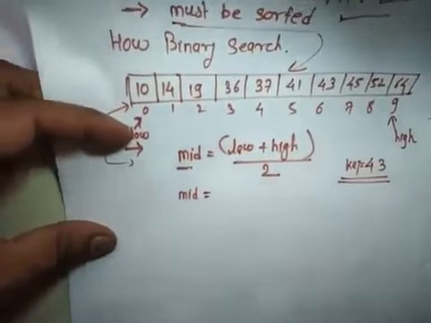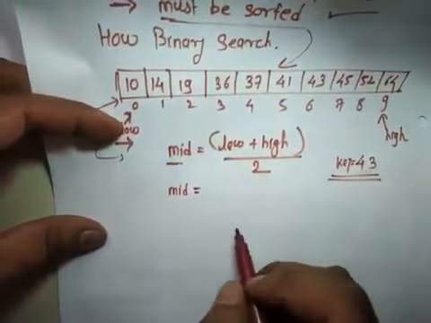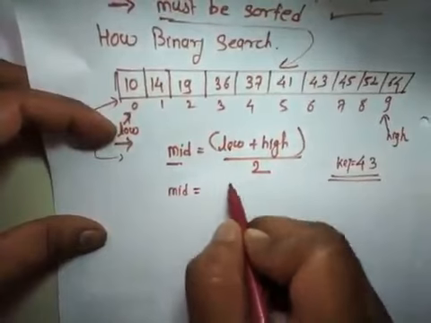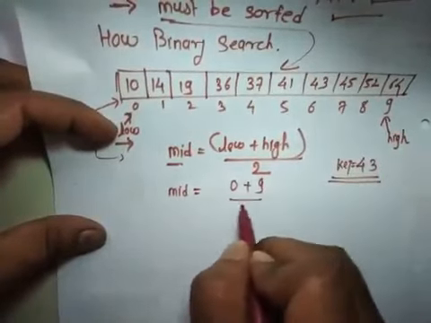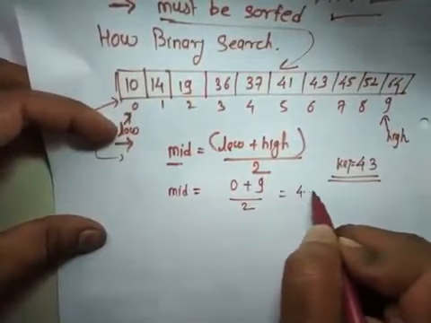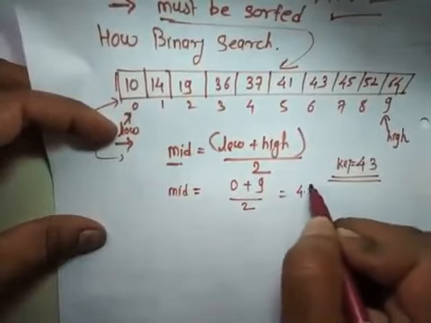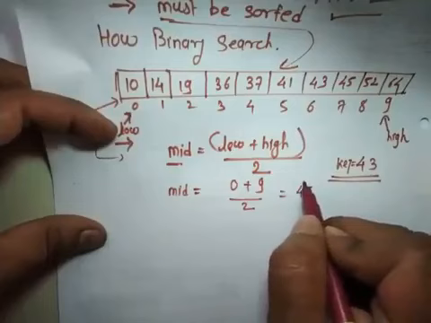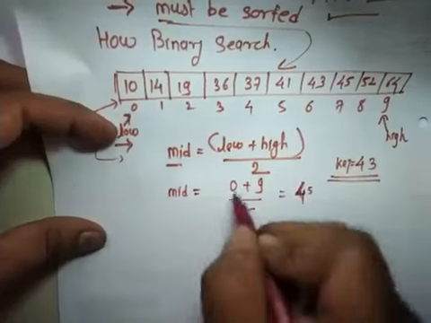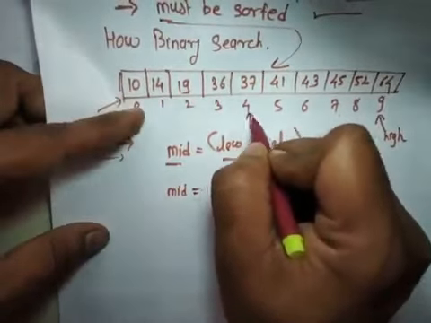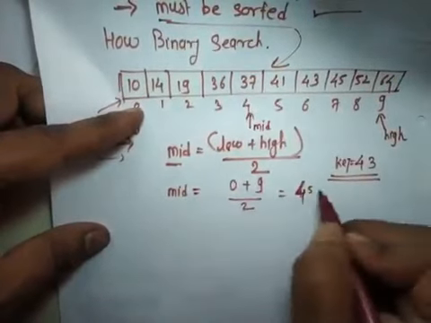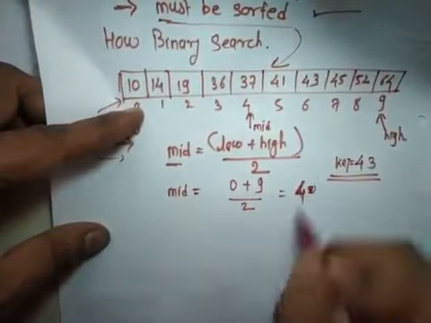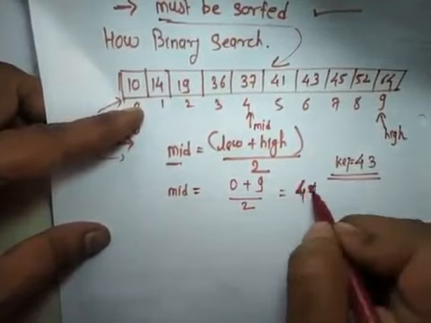Now I want to search 43 here, so I will put the low value, that is 0, plus the high value, that is 9, divided by 2. So it comes to 4.5, but basically we are using integer values, so it is 4. So now I am getting the mid value: mid is equal to index 4. Mid is equal to 4.